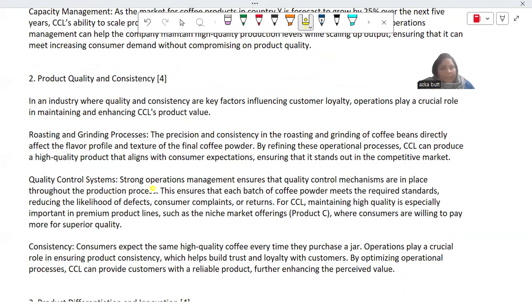Quality control system means that strong operations management ensures that quality control mechanisms are in place throughout the production process, and this ensures that each batch of coffee powder meets the required standards, reducing the likelihood of defects, consumer complaints, or returns. For CCL, maintaining high quality is especially important in premium product lines, such as niche market offerings, where consumers are willing to pay more for superior quality.